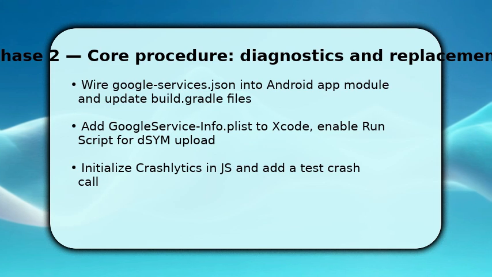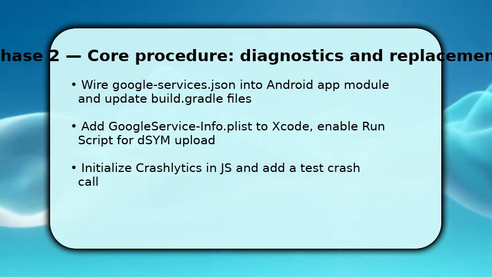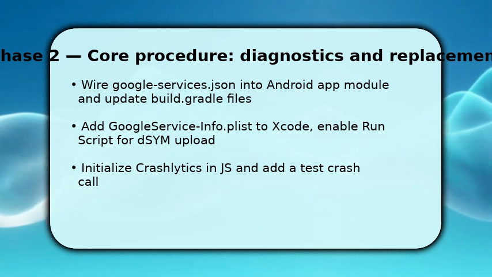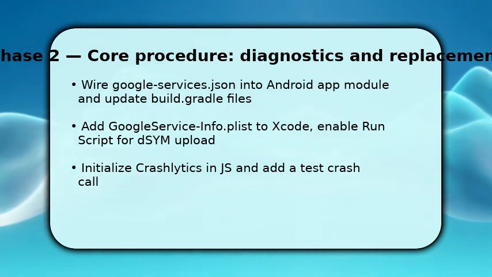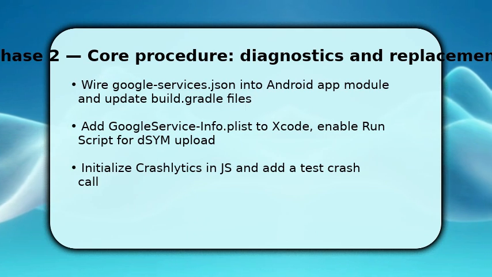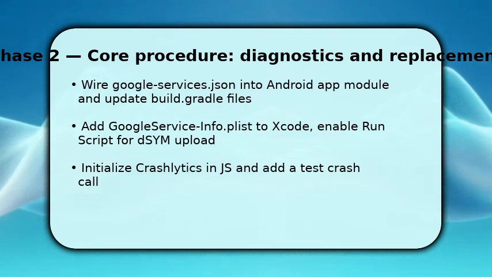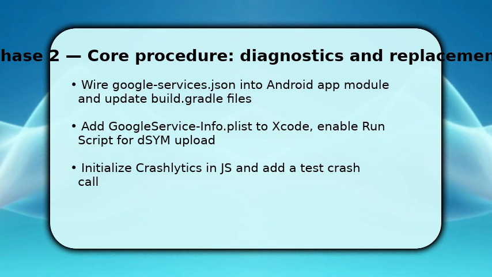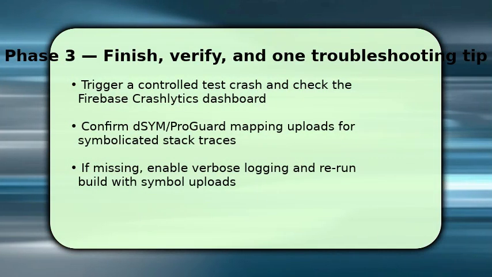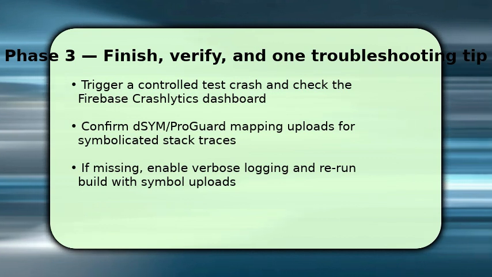Once native is configured, import Crashlytics from @react-native-firebase/crashlytics in your JS entry. Call crashlytics().setCrashlyticsCollectionEnabled(true), and add a test crash routine to verify reports are sent. Finally, verify the integration by triggering a controlled crash. Use a button that calls crashlytics().crash(), and then relaunch the app so the report is submitted.